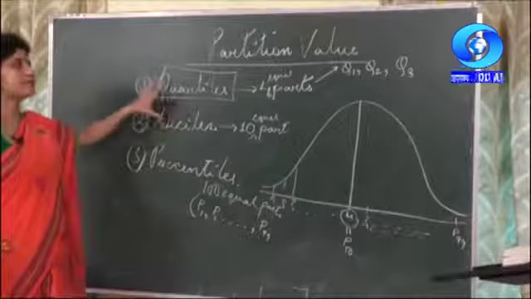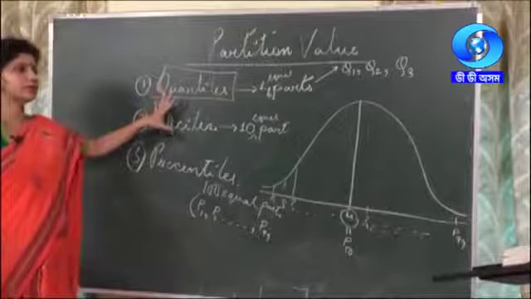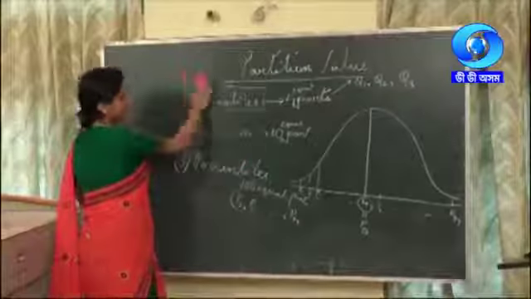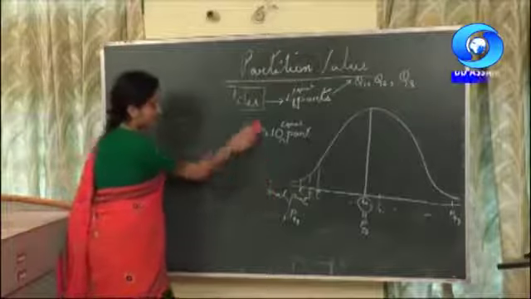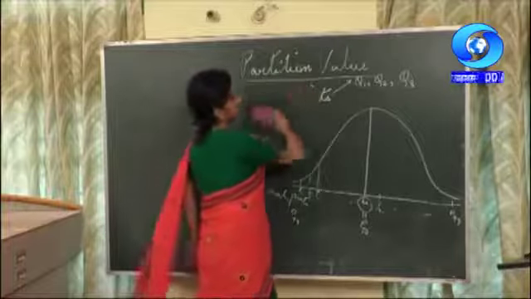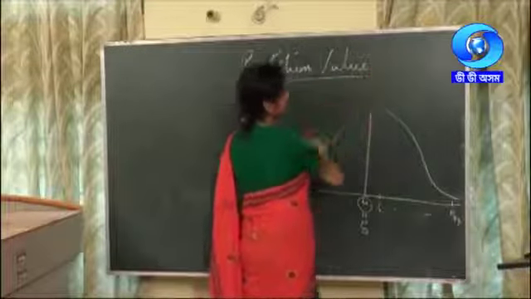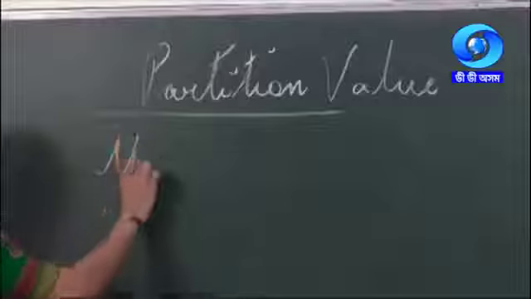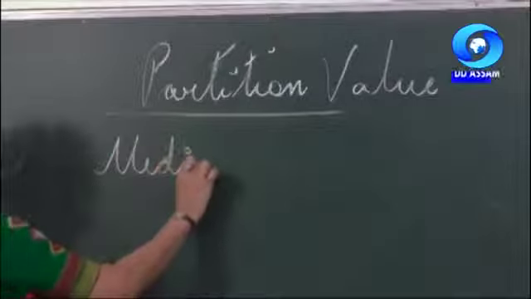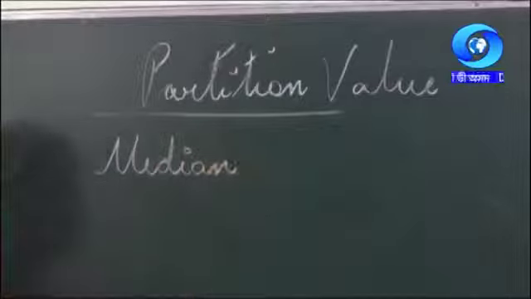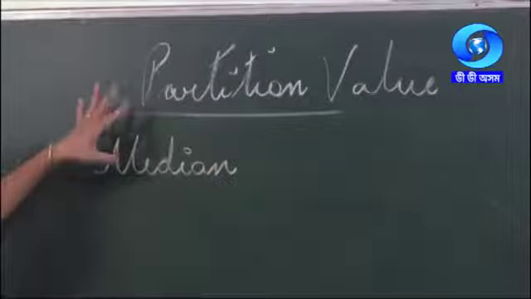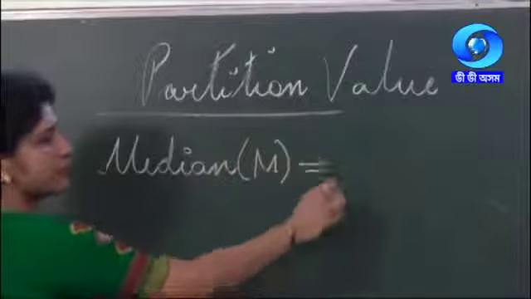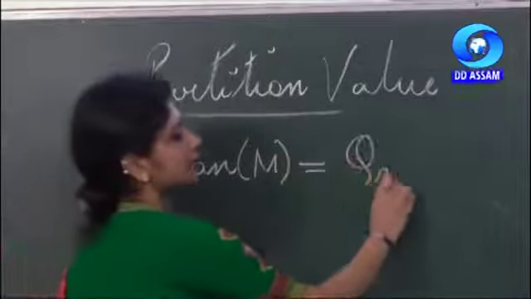So this is very, very important. You have to remember what partition values are, and here a very, very important question is what is the relationship of these partition values with median? That is, the relationship between the different partition values and median. Median, that is M, is equal to the second quartile.